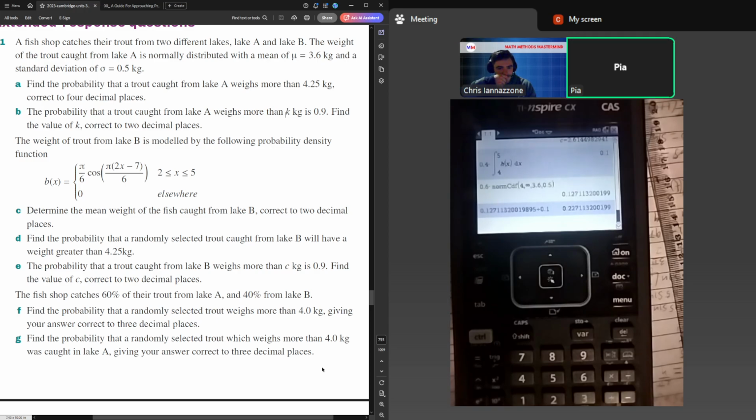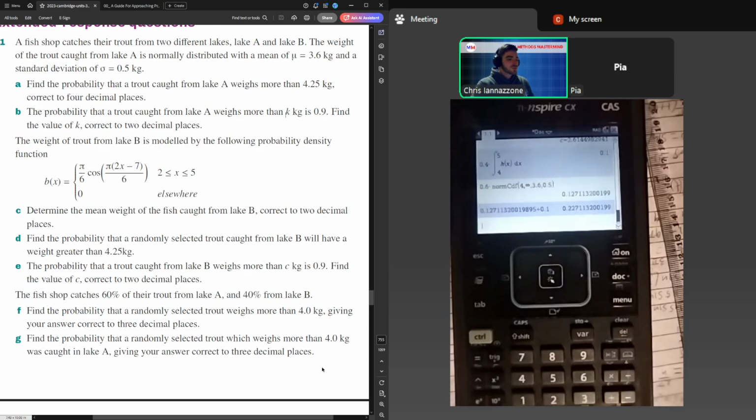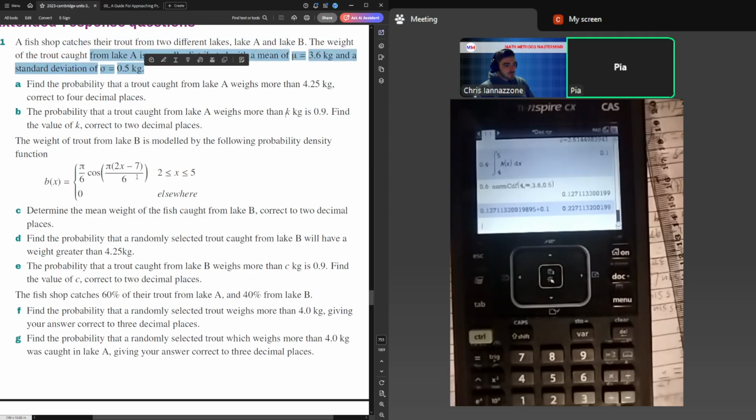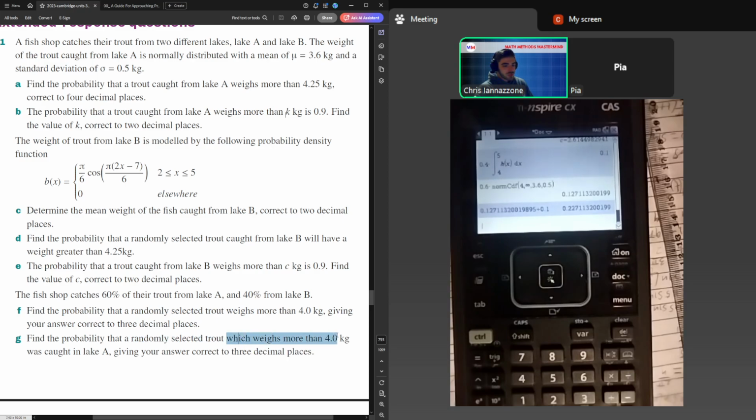We haven't been given Lake A's probability density, or we wouldn't need it. Well, we'll need it, but Lake A was the normal distribution. That's what that one was. It's more so in the phrasing here. Randomly selected trout, which weighs more than 4 kilograms, was caught in Lake A. It's a bit of a weird phrasing. Do you want to have a think any more about it, or should I just give this one away?